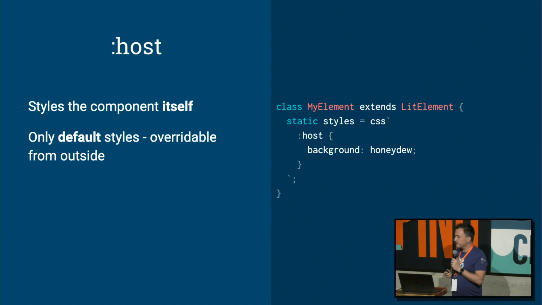And one way to think about the host selector is that it defines the default styles. These styles are very easily overridable by users because they just select your element and set new properties, and they override these styles. So this is very similar to the styles that built-in elements would have in the browser.